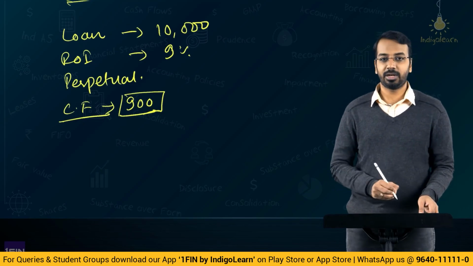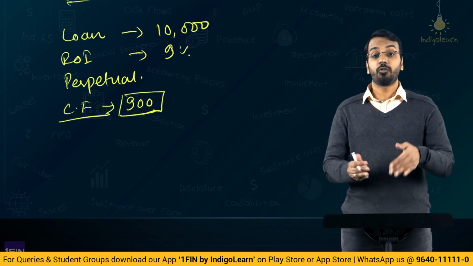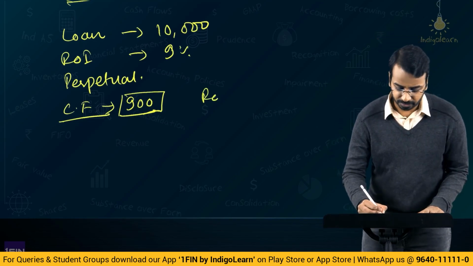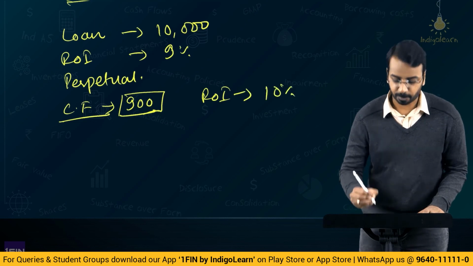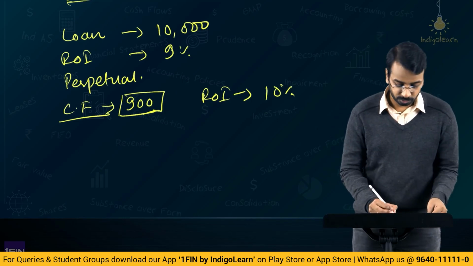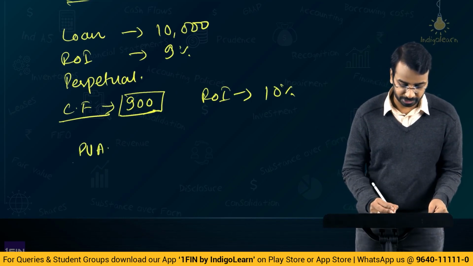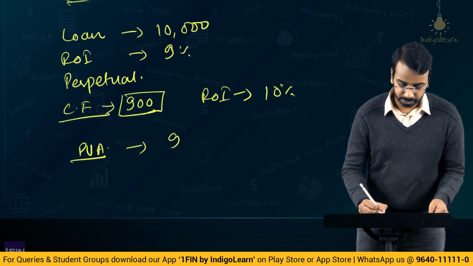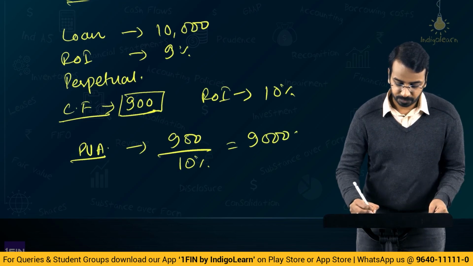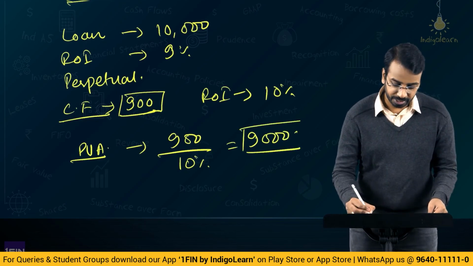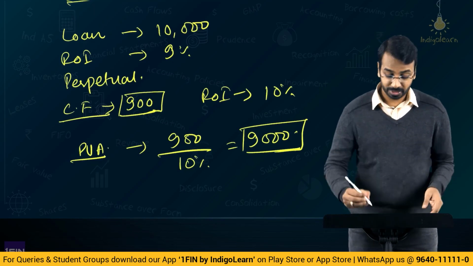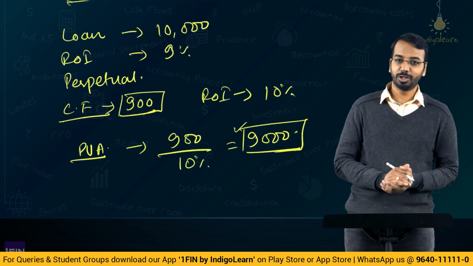Now, how do we determine the fair value of this? You go to the market and see for similar perpetual loans what the rate of interest is. Say, for example, the rate of interest in the market is 10%. Now, in such cases, what is the present value? You have the concept, right? Present value of a perpetual annuity is equal to 900 divided by the rate of interest 10%, that makes it 9,000. So the fair value of the loan is 9,000 and not 10,000, right? 10,000 is the current outflow, 9,000 is the fair value of the loan.